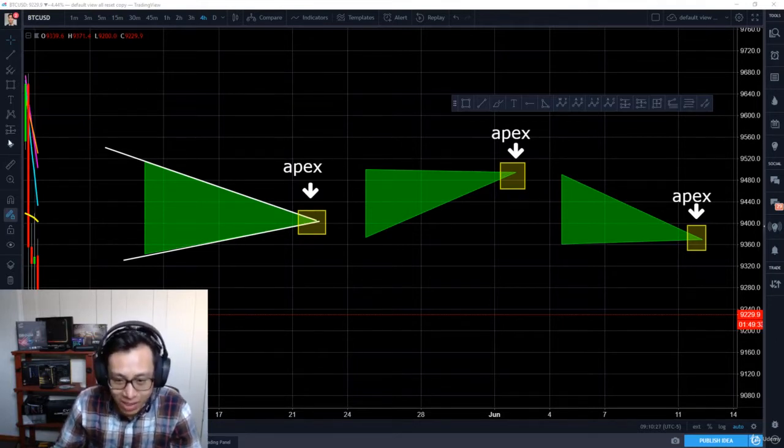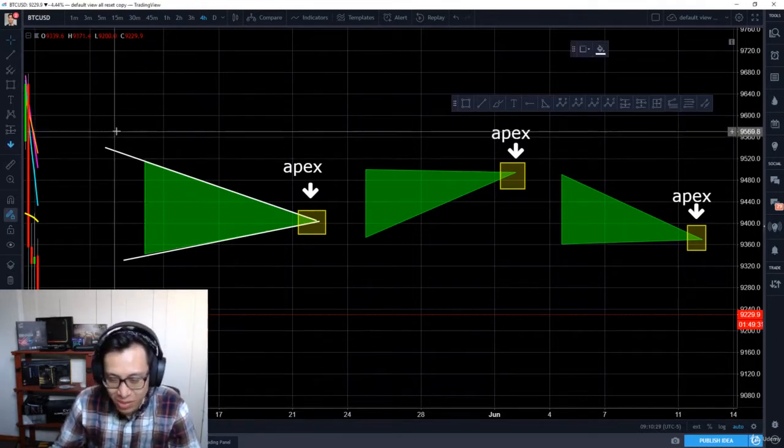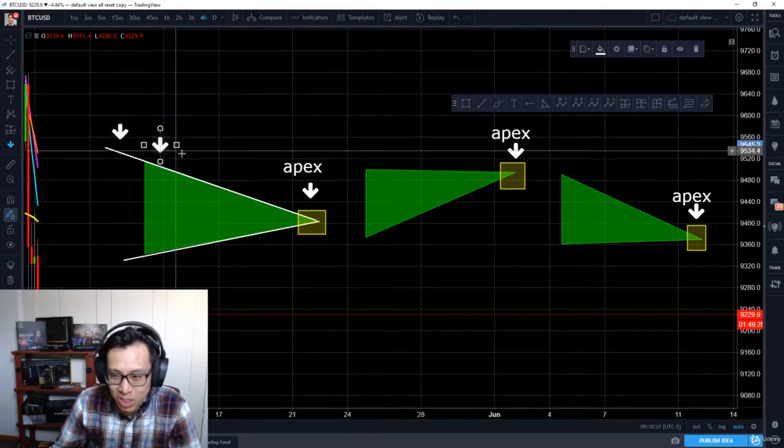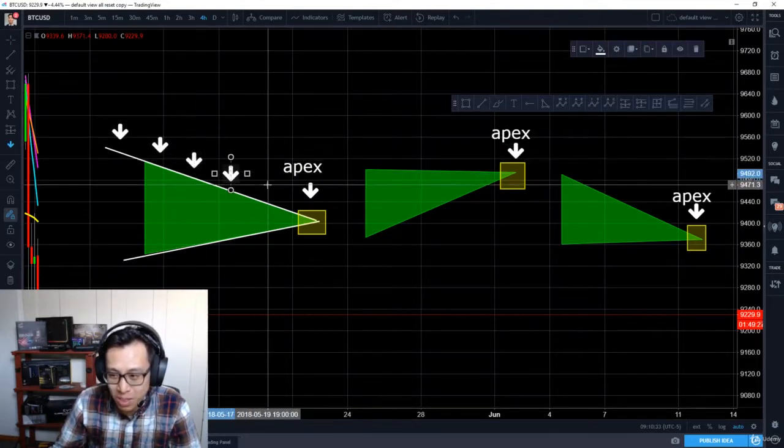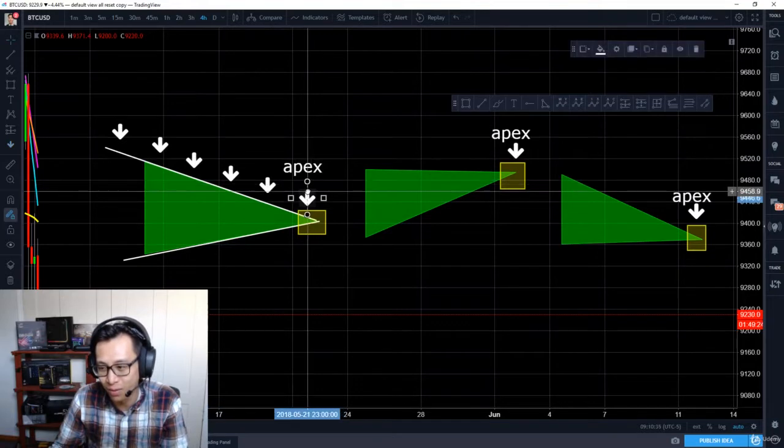So think of it like this, okay? The bears want to push down, okay? The bears, they keep wanting to push down, right?